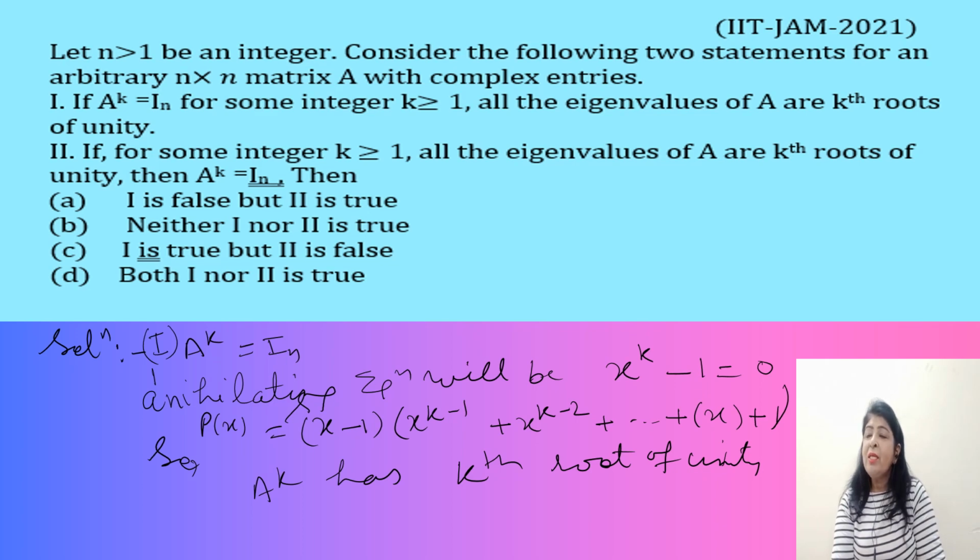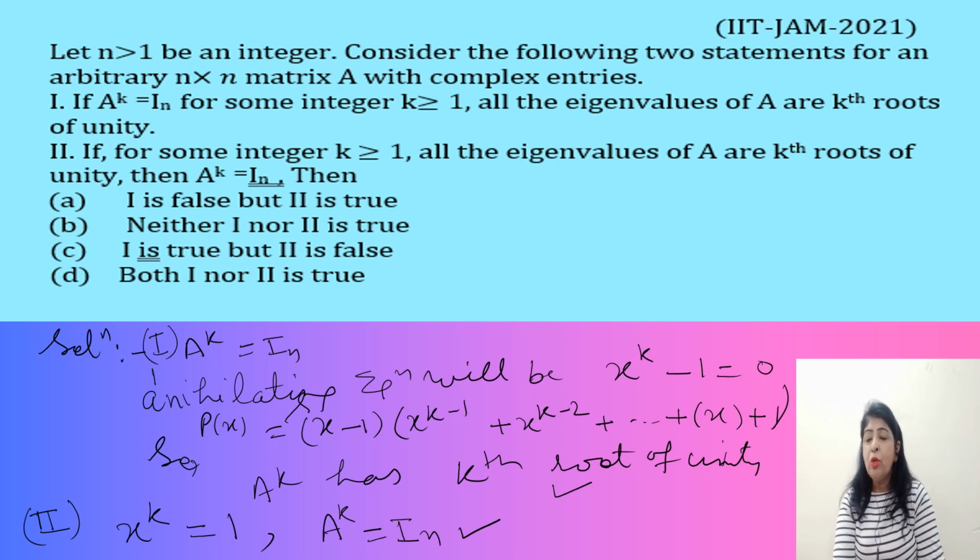Now next he says all eigenvalues of A are kth roots of unity. So for the second part, all eigenvalues are kth roots of unity, that is x raised to power k is equal to 1. This is given to us. Now the matrix A satisfies this, so A raised to power k is equal to I_n, which we have to prove. So that is also true. So first statement as well as second statement both are true. So option D is correct.